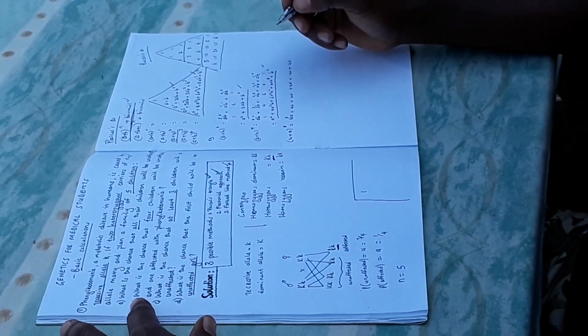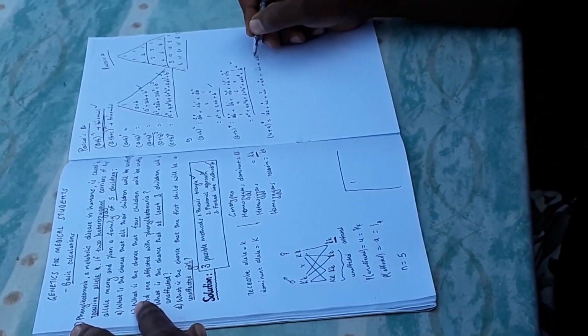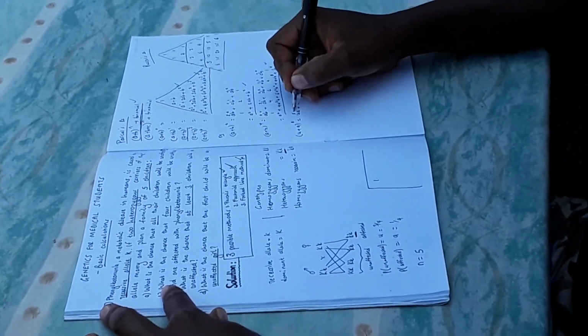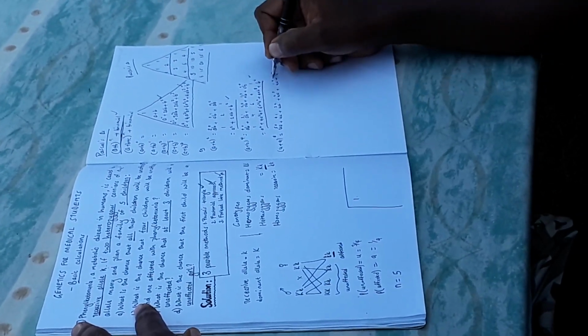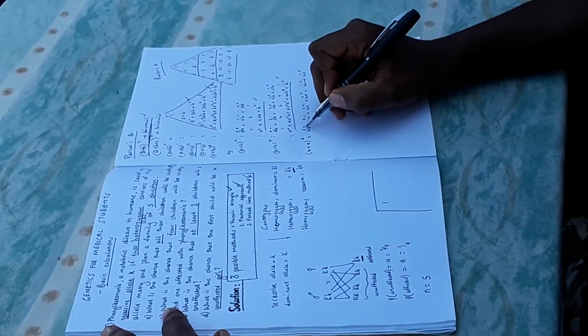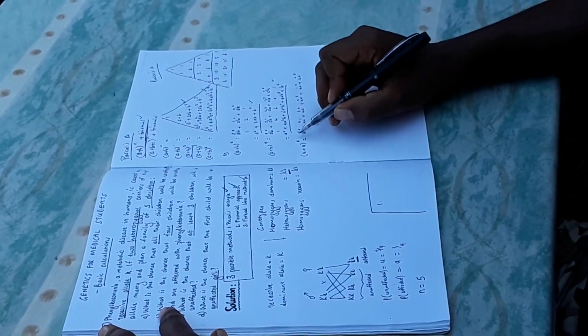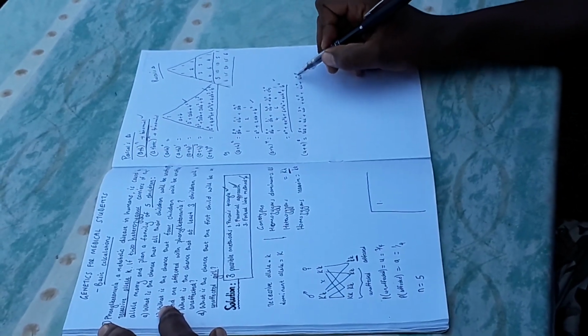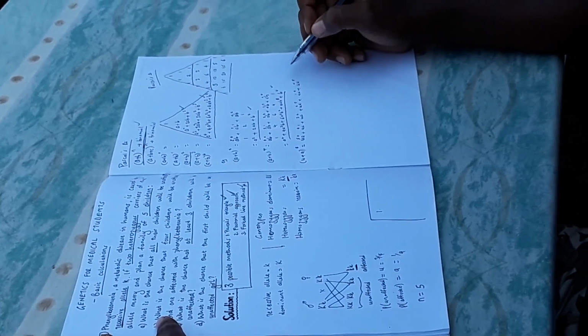Start with power 5 for u, decrease the powers by 1: 5, 4, 3, 2, 1, 0. For a, start with 0 up to 5: 0, 1, power 2, power 3, power 4, and power 5. But the powers must always add up to the original power, which is 5. So 5 plus 0 is 5, 4 plus 1 is 5, 3 plus 2, 2 plus 3, 1 plus 4, 0 plus 5. All must equal 5.